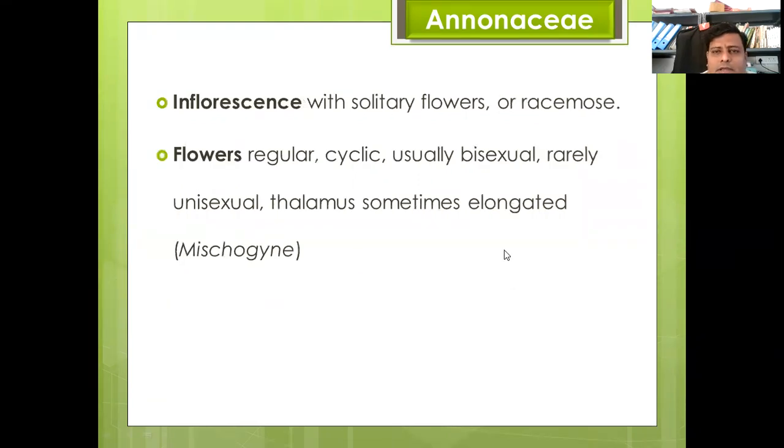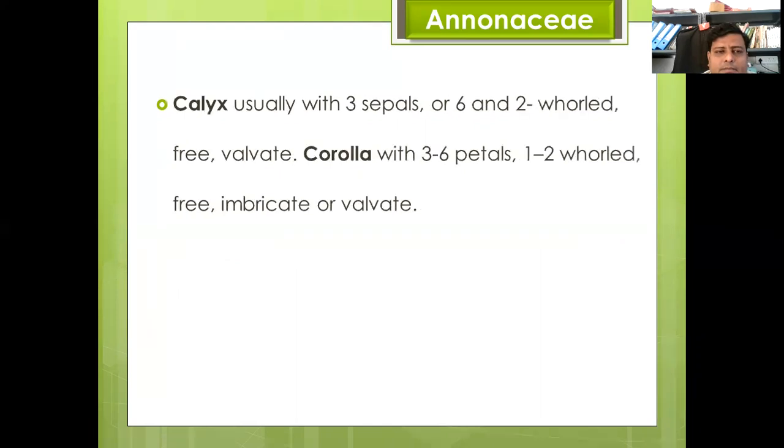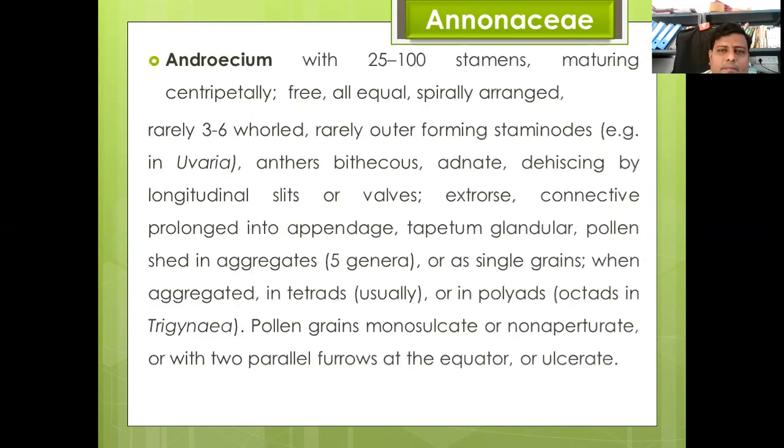Inflorescence is a solitary flower or racemose. Flowers are regular, cyclic, usually bisexual, rarely unisexual, thalamus sometimes elongated. Calyx usually with 3 sepals or 6 in two whorls, free, valvate. Corolla with 3 to 6 petals, in 1 to 2 whorls, free, imbricate or valvate. Androecium has 25 to 100 stamens maturing centripetally, free, all equal, spirally arranged, rarely in 3 to 6 whorls, rarely outer forming staminodes.